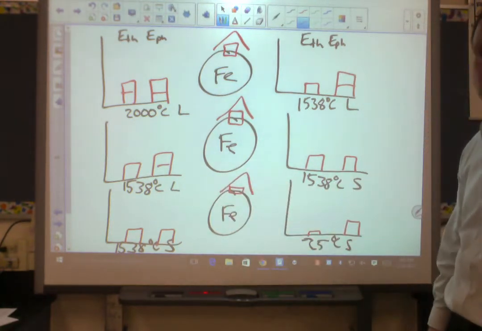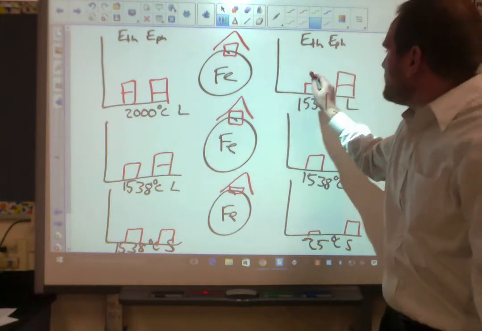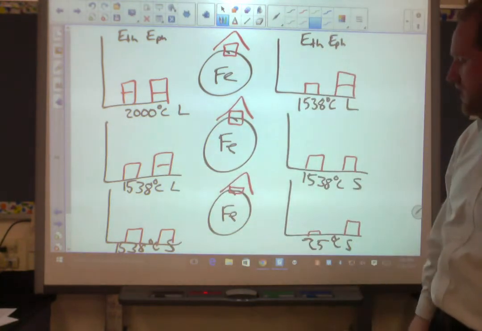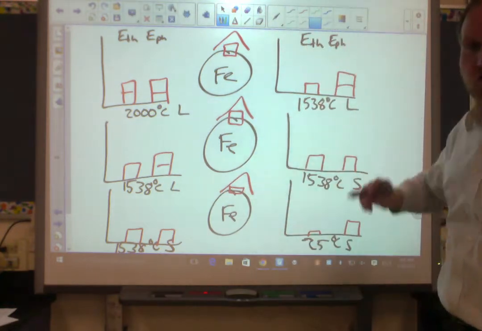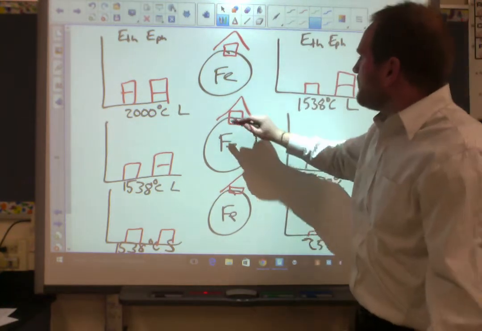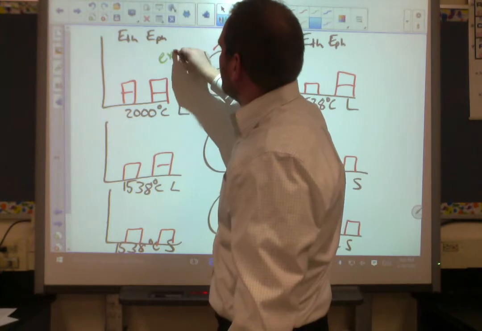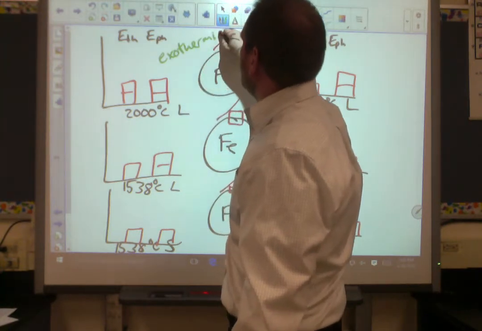So a couple things to check with LOLs. First of all, this should match that, which it does. This should match that, which it does. All 3 of your arrows should always be pointing in the same way, and we can write, if we have space anywhere, exothermic, because heat is leaving.